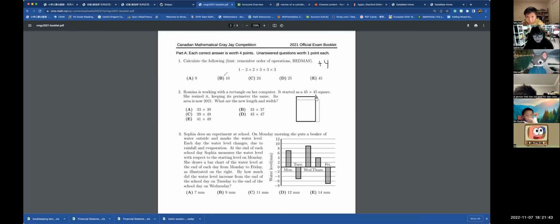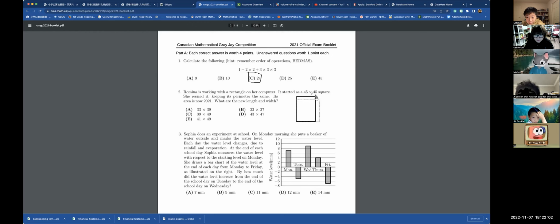Okay, if you get it wrong, for instance, you choose B, then you get 0. But if you choose not to answer this question, you get 1 point. Understand? So for some questions, if you don't know the answer, you can guess, but don't guess too wildly, okay?